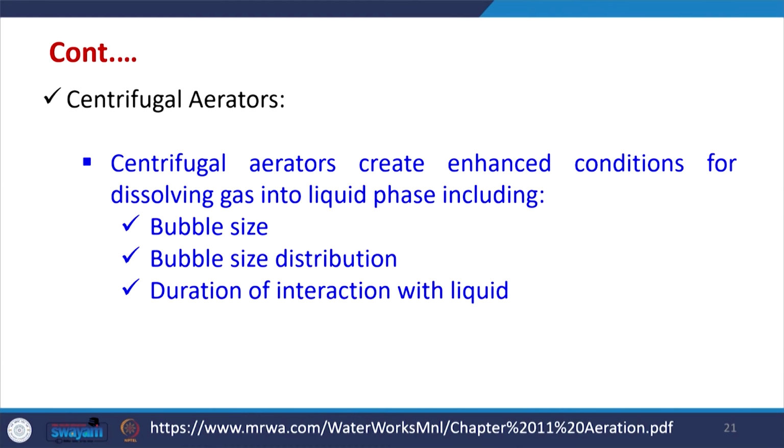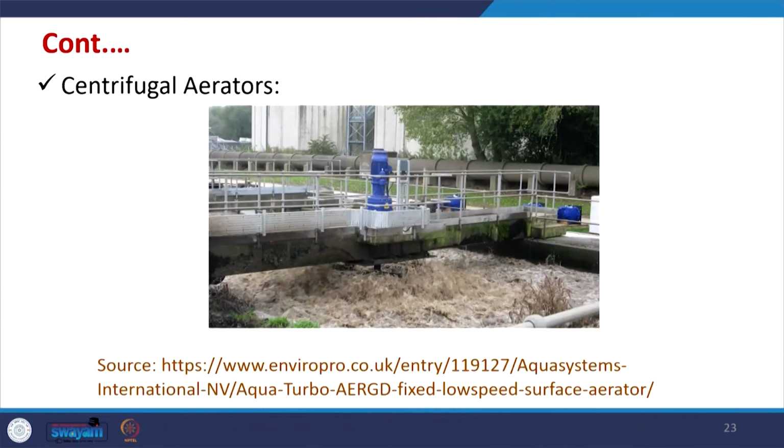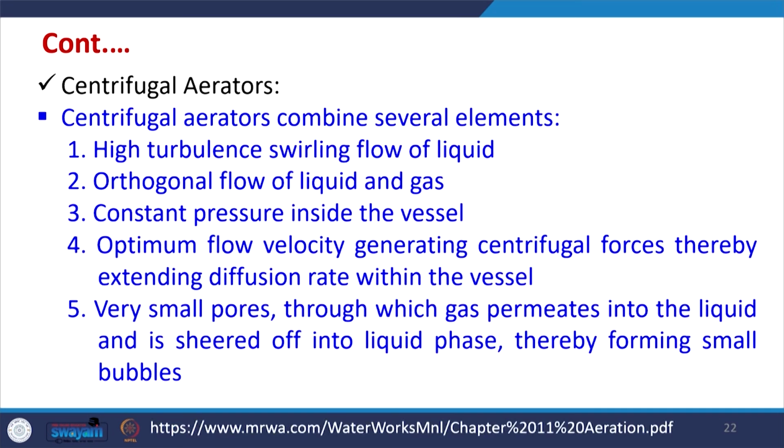And then we have the very common centrifugal aerators, which are used in most of the ETPs. Centrifugal aerators create enhanced conditions for dissolving gases into the liquid phase by having proper bubble size, good bubble size distribution, and a higher duration of interaction. You can see we have already seen one of the photographs earlier. This is the centrifugal aerator, with high turbulence due to the swirling flow of the liquid. This is one of the basic characteristics of the centrifugal aerator.